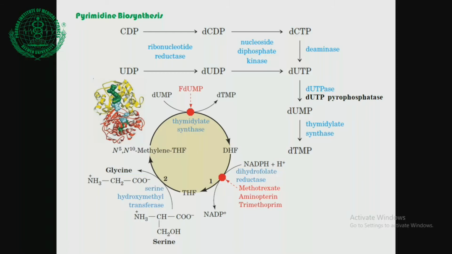This is the X-ray structure of thymidylate synthase, which shows deoxyuridine monophosphate in blue and the inhibitor analog in green. Similarly, this is the X-ray structure of dihydrofolate reductase. The molecule in golden color is a coenzyme, and the molecule in red color is methotrexate.